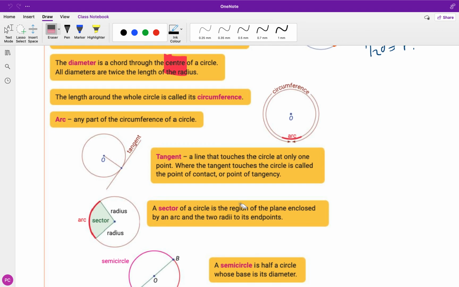Okay, a bit more. The length around the whole circle is called a circumference. So if you were to have a circle and you were to start over here and run all the way around the outside of the circle and go back to the start, that would be the circumference.